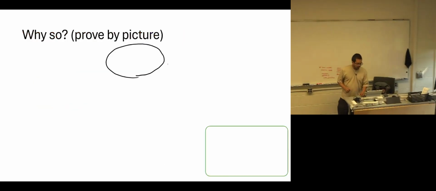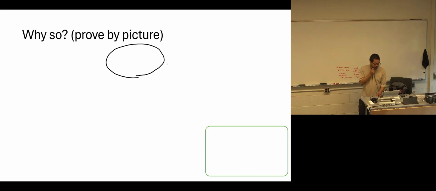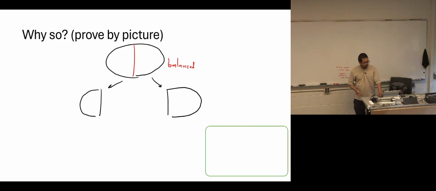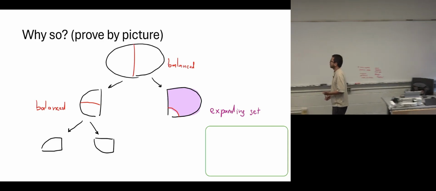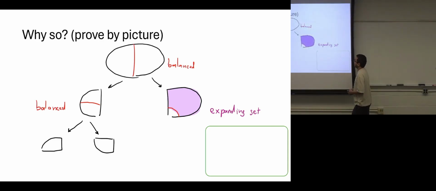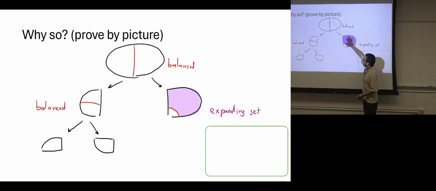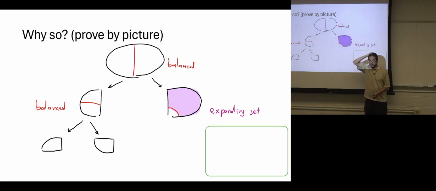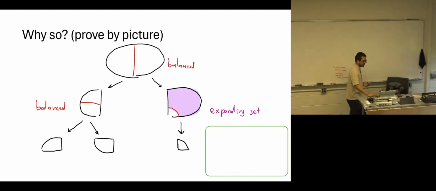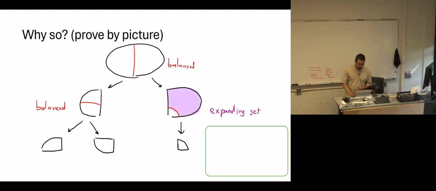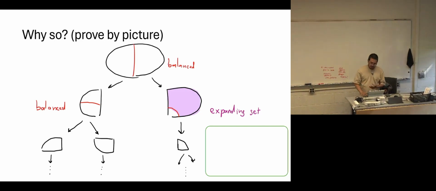That's the idea. Let's see the picture. If you get a balanced cut, then it's good. You recurse on both sides. If it's balanced again, it's good. But it can be the case that it's not balanced. But if it's not balanced, this part is already expanding. So we just need to recurse on the smaller side, and it just goes on.